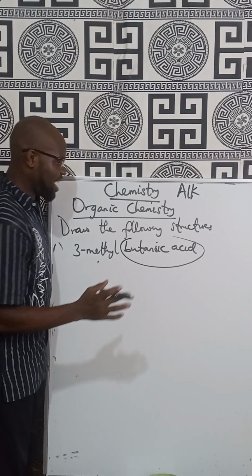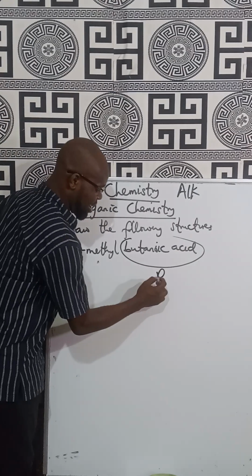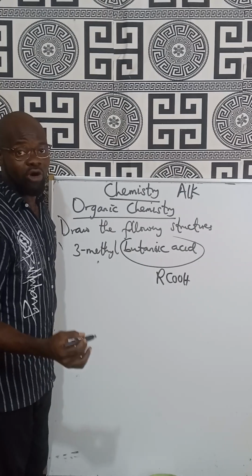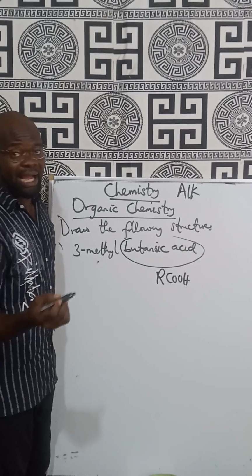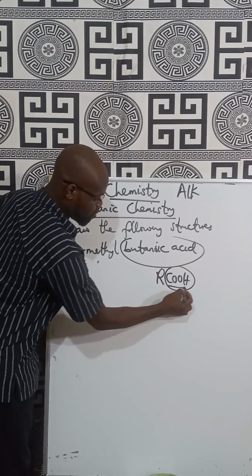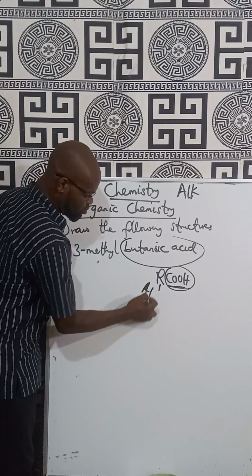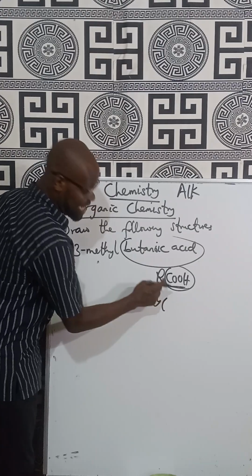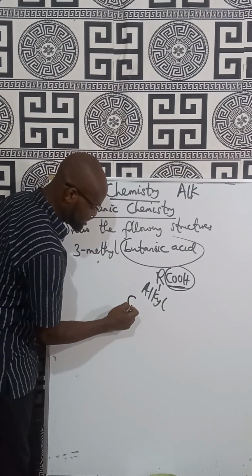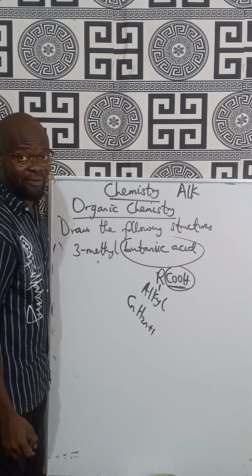The general formula for the alkanoic acid is RCOOH. You understand me now? They are called carboxylic acids. Carboxylic, COOH, that's the functional group. So R is the alkyl group. If you see your R, that group has a general formula of CnH2n+1.